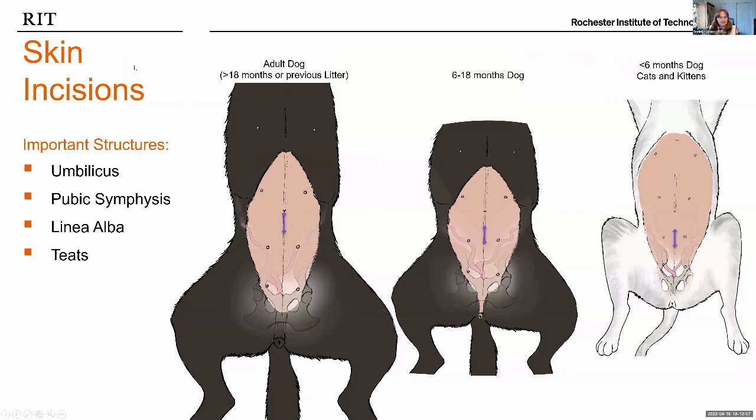Here is the skin incisions again, and just kind of comparing, depending on the species, age or whatever, where the incision placement goes. And I wanted to make sure in these illustrations that I included the umbilicus and the pubic symphysis. I also have the linea alba drawn in and the teats for some landmarks.